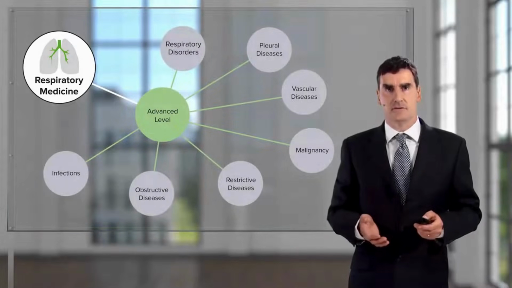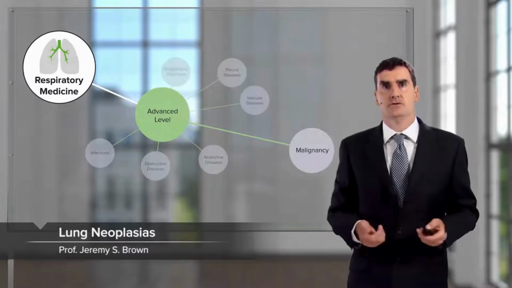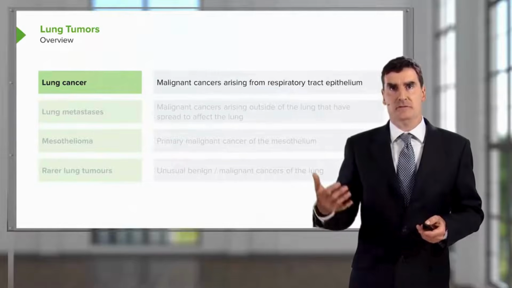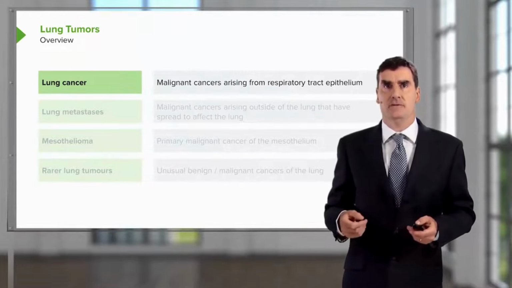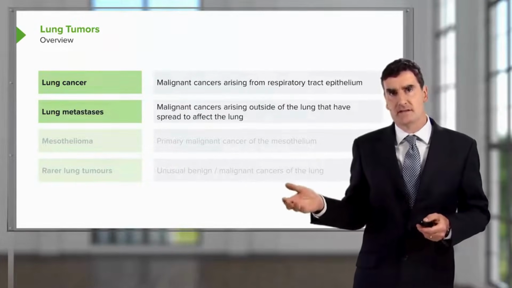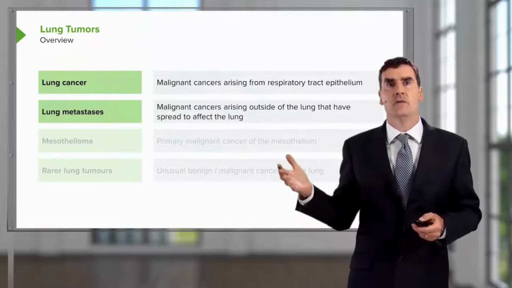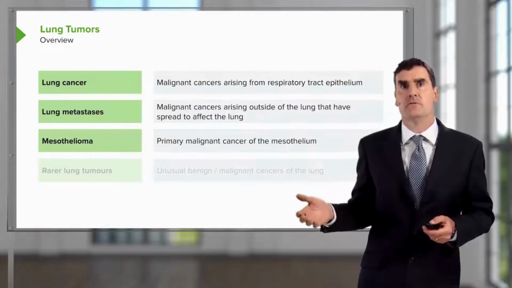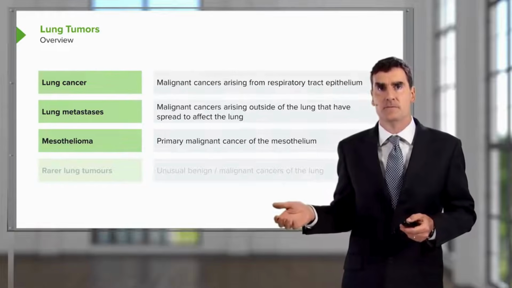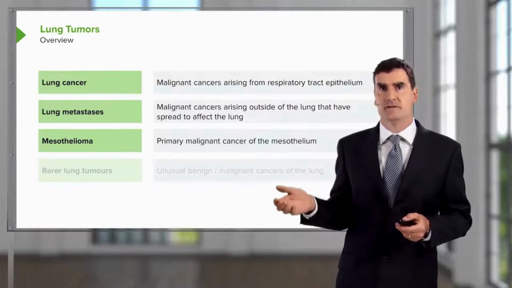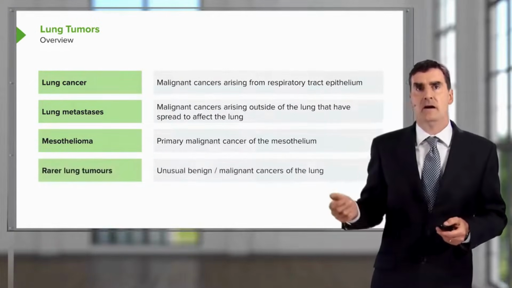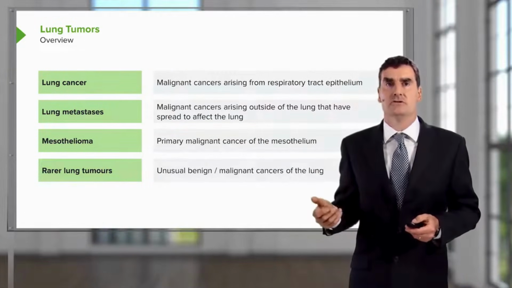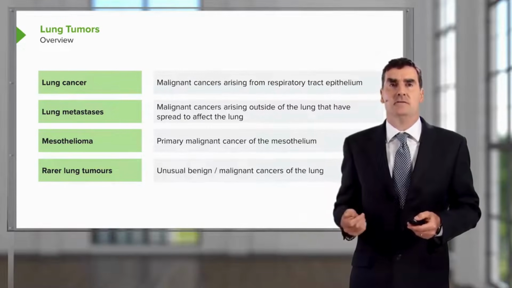The subject of this talk is lung cancers and lung tumours. Specifically, lung cancer itself, which is a malignant cancer arising from respiratory tract epithelium, but also lung metastases, that is, secondary cancers spread from elsewhere in the body to reach the lung, mesotheliomas, which is a primary malignant cancer of the mesothelium, and particularly associated with asbestos exposure, and a little bit about rarer lung tumours, which are small, benign or semi-malignant tumours, which are unusual, but are sometimes identified by radiology.